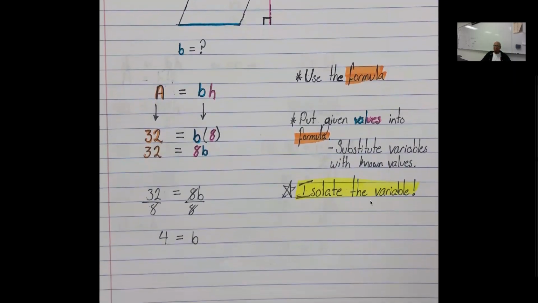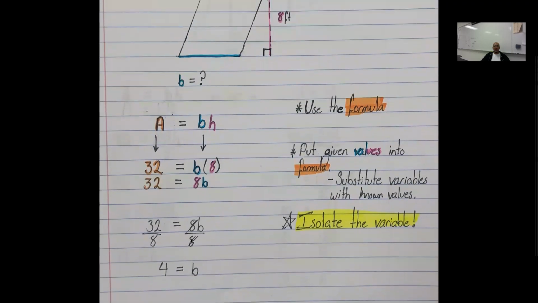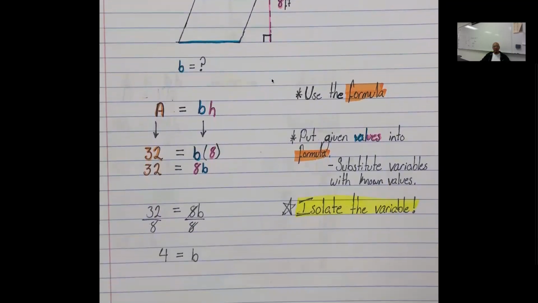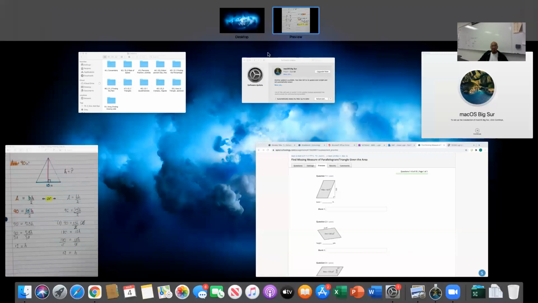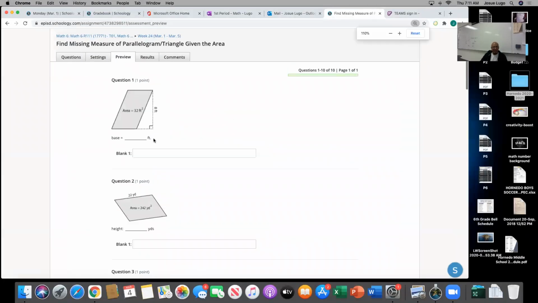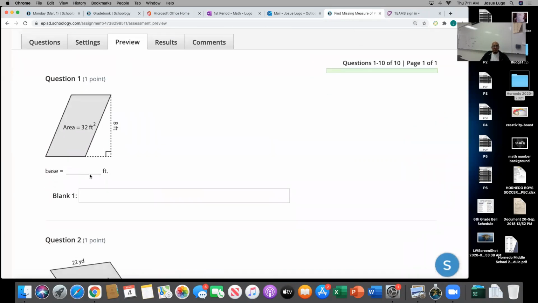And finally, I solve the equation, I isolate the variable, and my answer is 4, meaning the base is 4. And is 4 times 8 equal to 32? It is, ladies and gentlemen, this totally works. Now, notice that this is the answer to number 1 from your assignment. So if you go to your assignment, notice that that is exactly what we just did. All right, the base would be 4 feet.